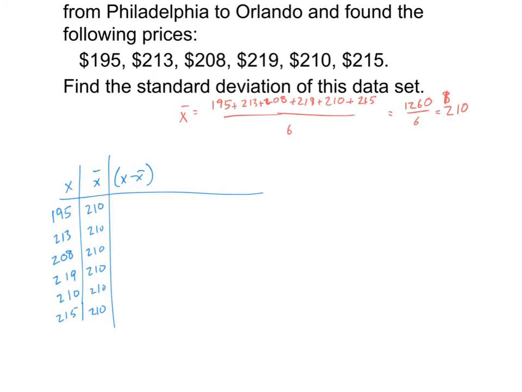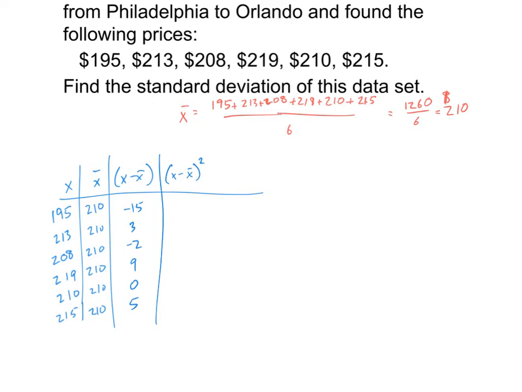195 minus 210 is negative 15. 213 minus 210 is a positive 3. This one's a negative 2. This one's a positive 9. That one's a 0. That there is no deviation from the mean, since 210 is the mean. And then 215 minus 210 is 5. There's column 3. In my fourth column, I'm going to square each of those x minus x bar values, and that's the last entry in this little table.